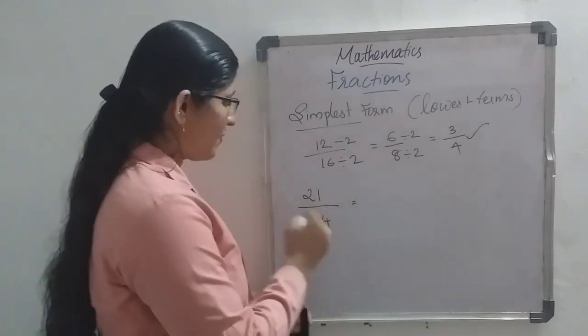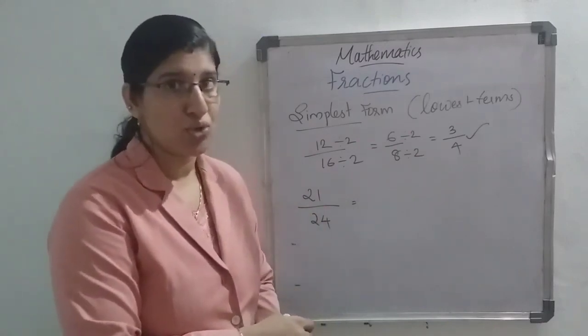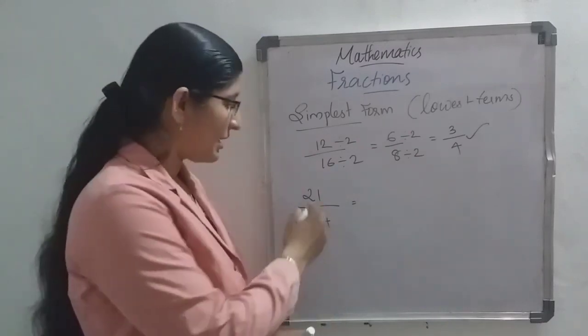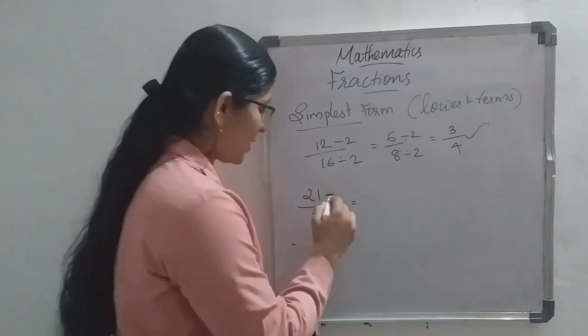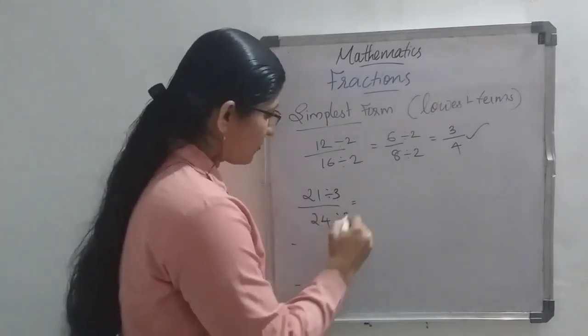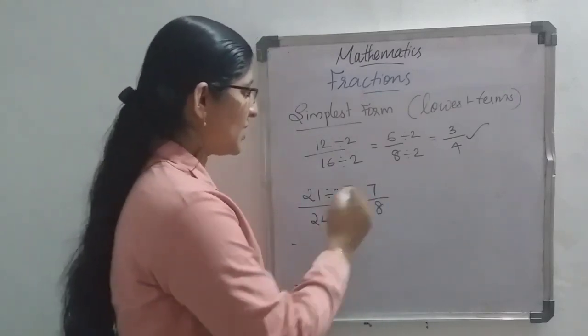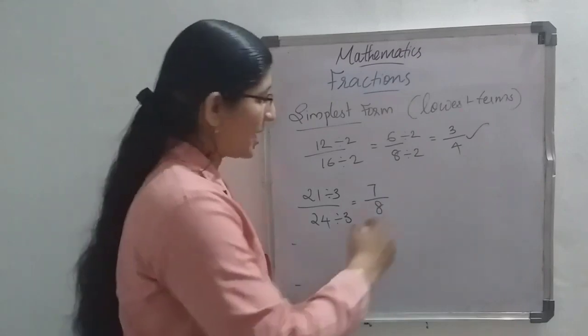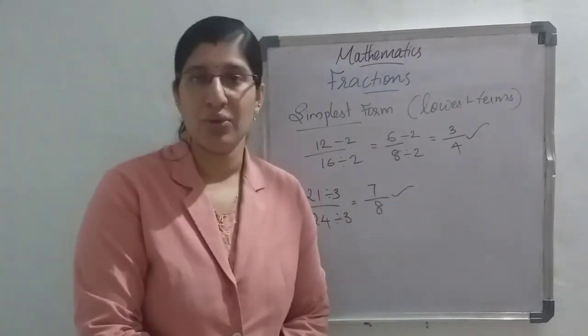Suppose it is 21 divided by 24. Here one is an odd number, one is an even number. So we can't divide by 2. So you need to look at 3. In the 3's table, is 21 there? Yes. Is 24 there? Yes. So we can divide by 3. 7 3s are 21. 8 3s are 24. Here 7 is a prime number. We can't divide it again. So 7 by 8 is the simplest form of 21 by 24.